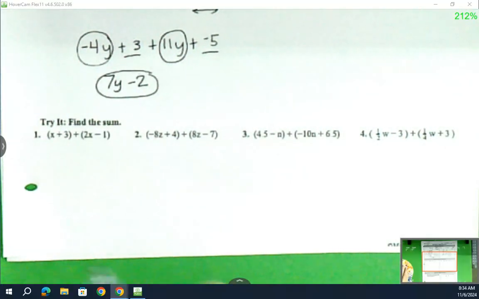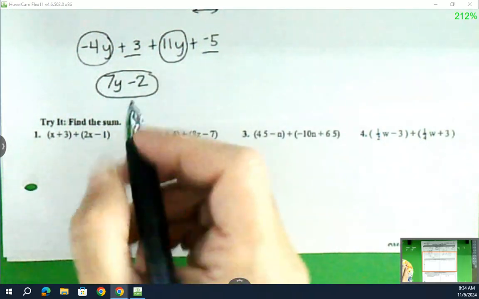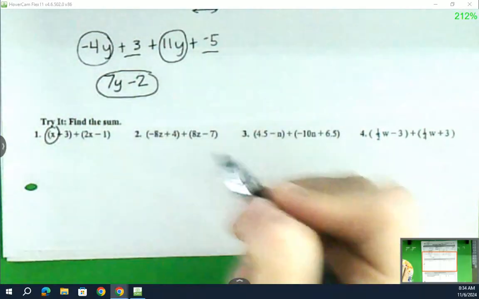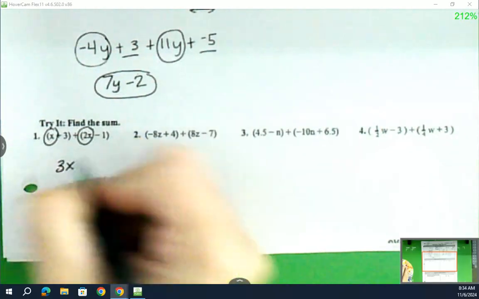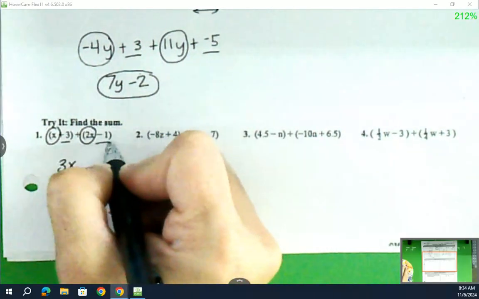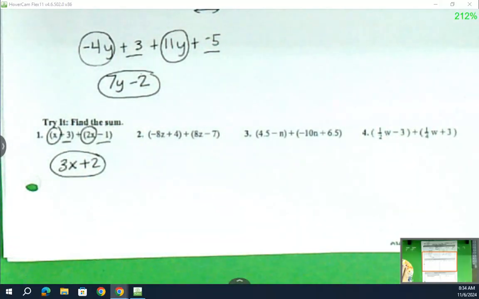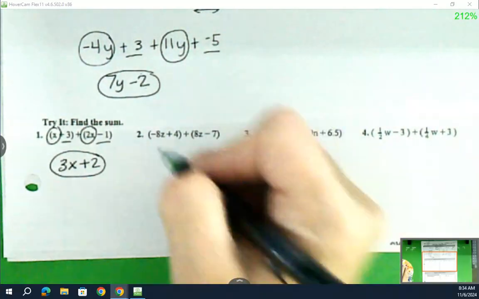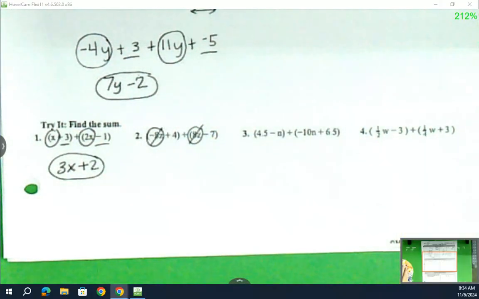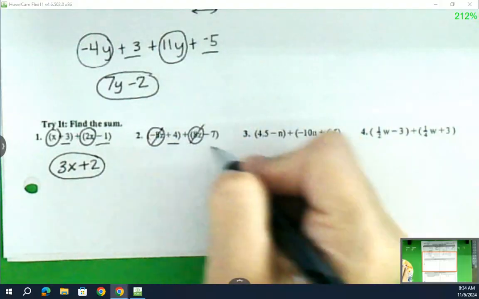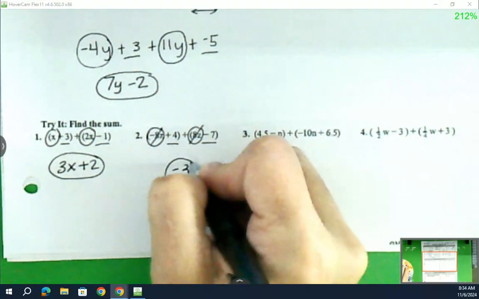Okay, looking at number 1, we have x plus 3 plus 2x minus 1. So using my shapes, I'm going to combine my x's. x plus 2x is altogether 3x. And then plus 3 minus 1 would be a combination of plus 2. Over to the next one, we have negative 8z plus 8z. Those cancel out for a zero pair. And then we have plus 4 minus 7, which is altogether minus 3, or negative 3.